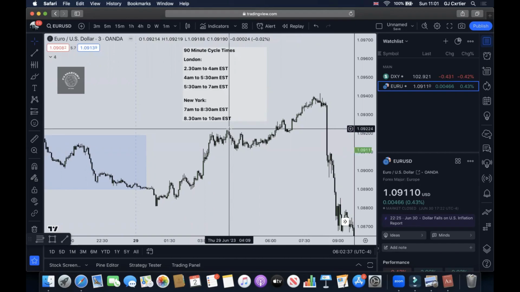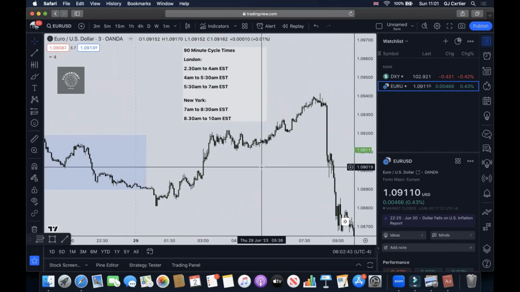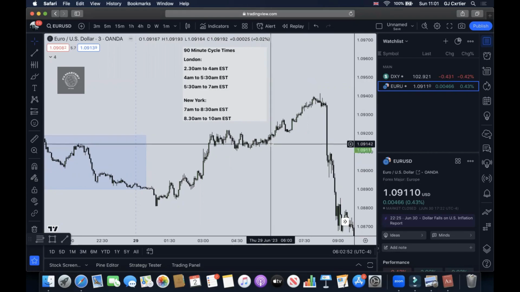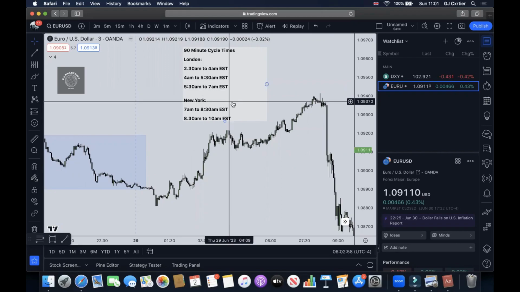What I do want to take note from this is after we see one of these cycles, if we do see an expansion, it is more than likely that the next cycle will be a consolidation cycle, meaning that it will be an accumulation, and then we'll further on carry to the next cycle, which will be the liquidity cycle to take out that previous consolidation.